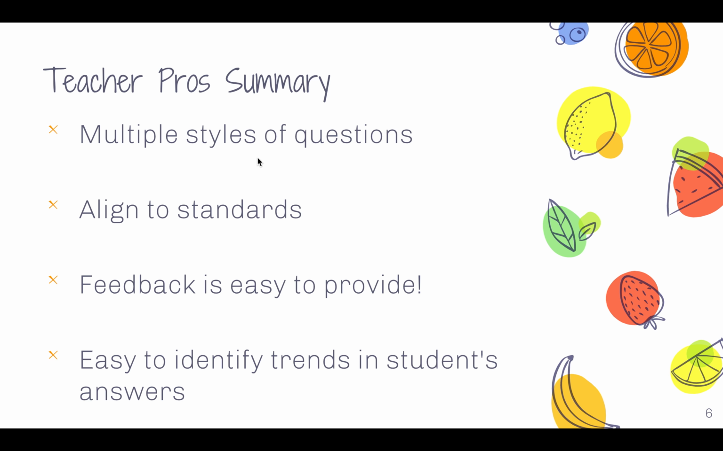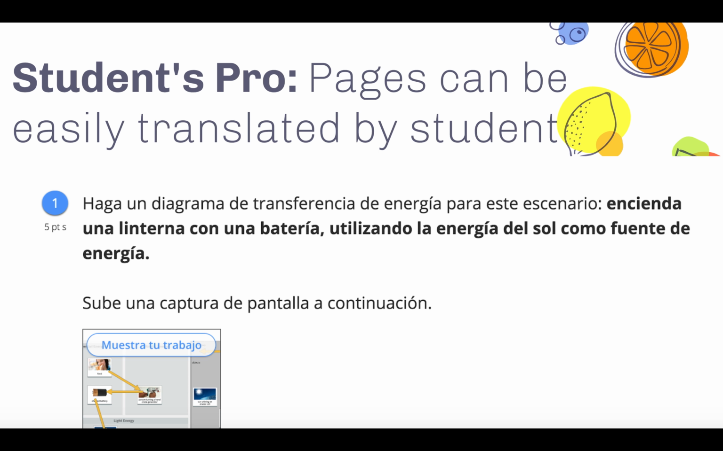So in summary, you can start seeing the pros of using Formative, which is the multiple styles of questions, aligning to standards, giving feedback that is easy to provide, and also identifying trends in student answers when you're looking at the data. For students, it's also great for those who are English language learners and need to still translate their pages, such as students I work with, who primarily speak Spanish and Arabic. So it would be great to have these questions translated for them.